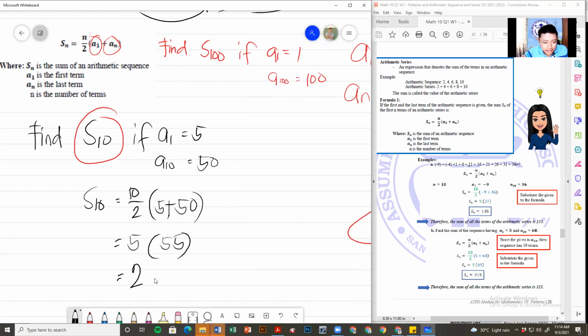275. Your S sub 10. That's it. Show a reaction if that's clear to you. Let me see. Show a reaction if that's clear to you. Very good. Very good. Now, let's have another example.